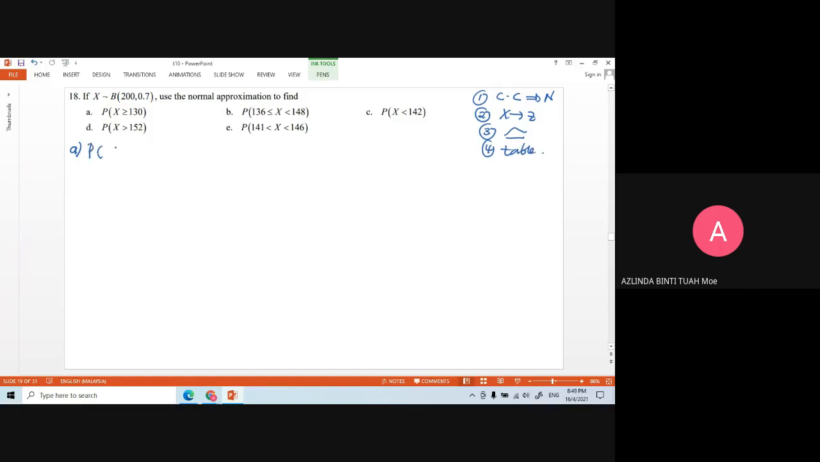So P(X), ini binomial dalam bentuk discrete. Bila masuk kepada normal, kita buat continuity correction. Akan plus or minus 0.5. Kita start dengan DP33. Hairi.